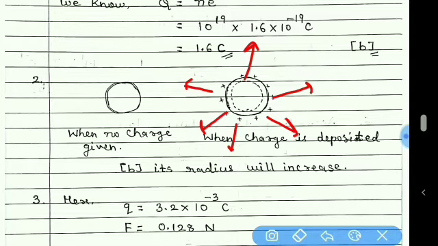Now students, remember here, in this case the positive charge is deposited. If the negative charge is deposited on this soap bubble, then also the radius will increase.